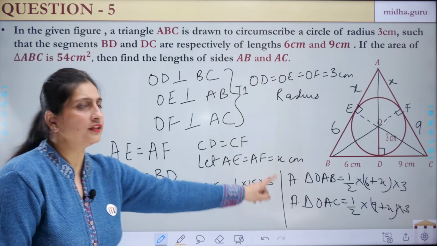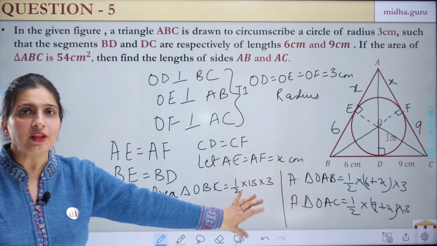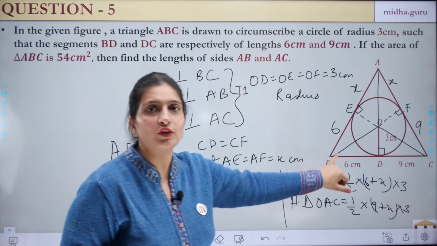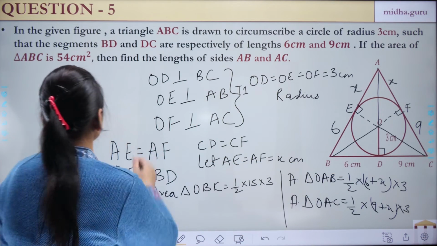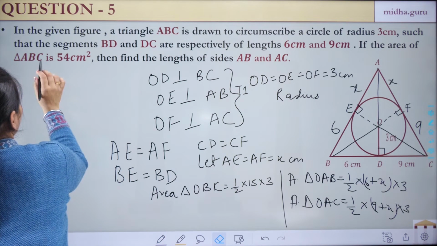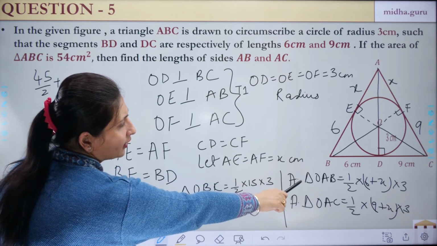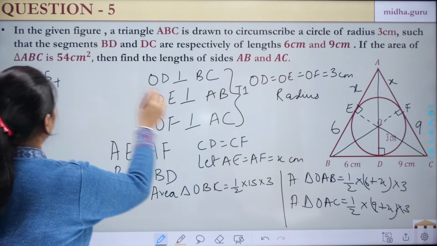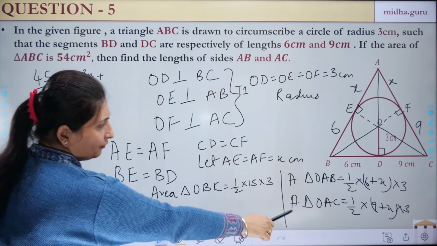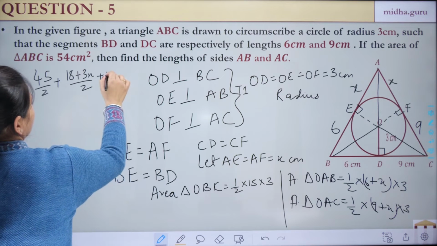So we have got the area of these 3 triangles. If we add the area of all these 3 triangles, can't we write it equal to 54? Because the area of triangle ABC is 54. Adding these 3 gives us the area of the full triangle ABC. So what we can write? See here, we can write half into 15 into 3, which is 45 by 2, plus, from this OAB, it will be 18 plus 3x by 2, plus we can write there 27 plus 3x by 2, which is the area of OAC.